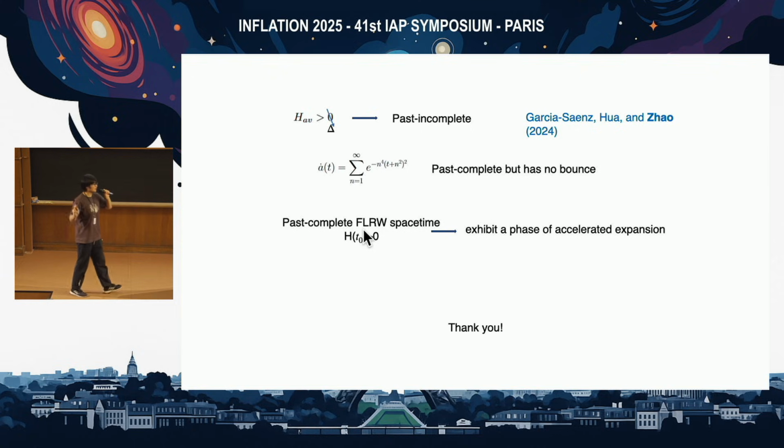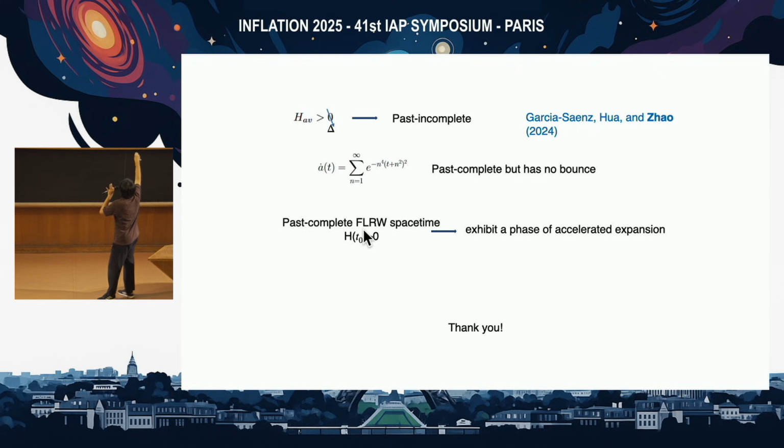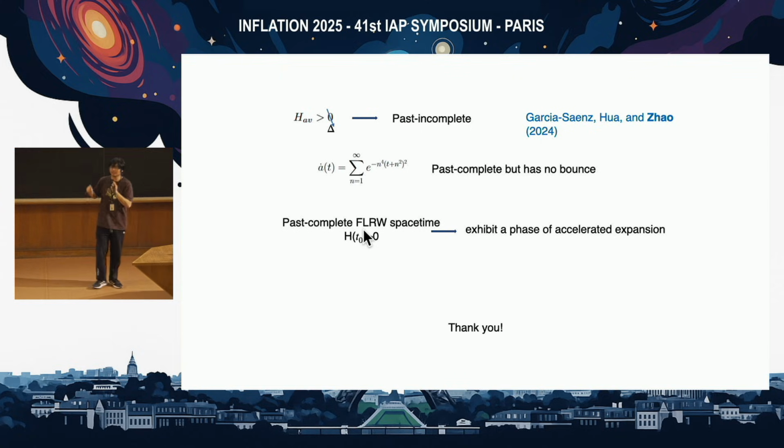We also have a result saying that if we want FLRW spacetime to be path complete, and we also assume the Hubble parameter today is greater than 0, there must exist a phase of accelerated expansion. This is our main result. If you want to know more detail, come to my poster.